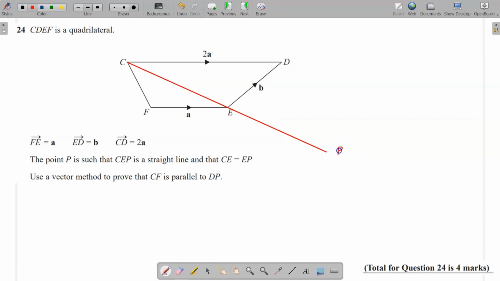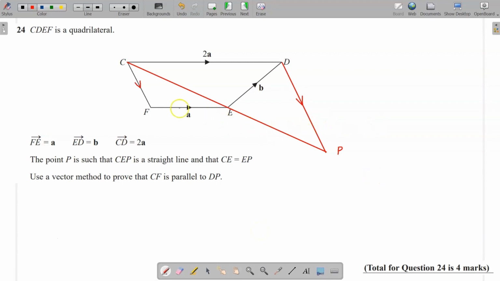And what we're trying to prove is that the line DP, the vector DP, is parallel to CF. Well, we can see it probably is, but that's obviously not a proof. So what I'm trying to show is that that line there I've just drawn is parallel to CF. Let me just mark it as if it were, because that's what we're trying to show.